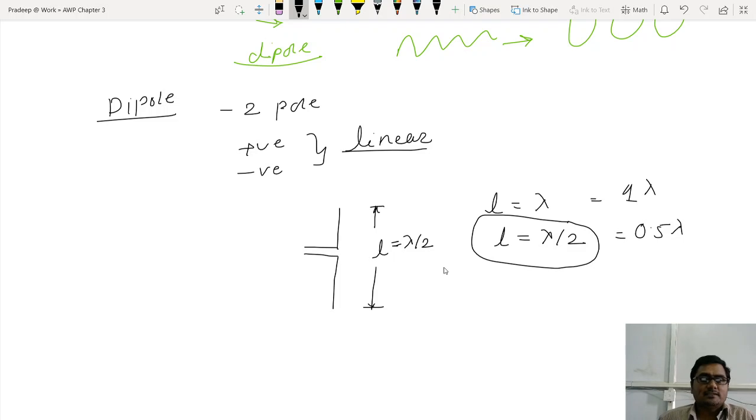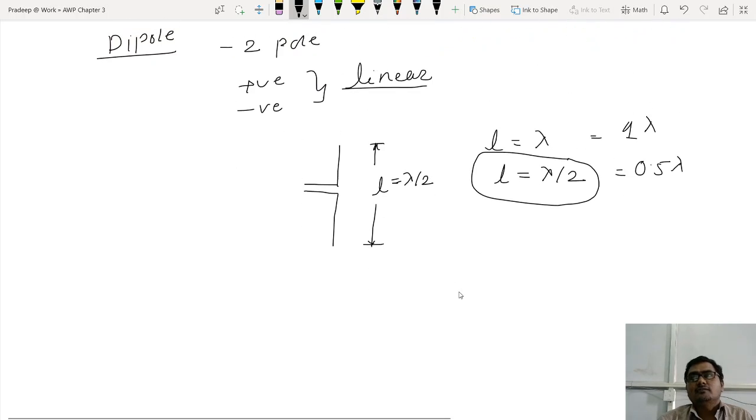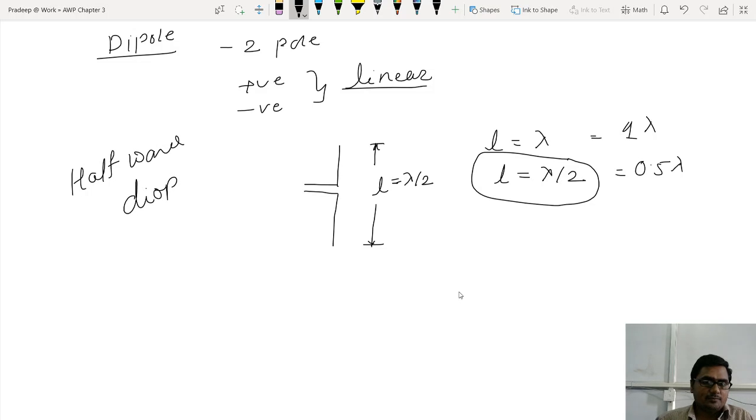Whenever someone tells you to think about a dipole, or tell me about a dipole, you tell everything about the dipole with length equal to lambda by 2. We always consider a dipole of lambda by 2 by default. What is it called? Half wavelength dipole, or half wave dipole. What is the actual or technical full name? It is a half wavelength dipole. Half wavelength means lambda by 2. That means the length of the dipole should be lambda by 2. That is what a half length dipole is.